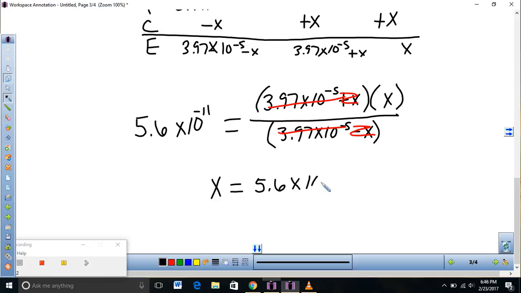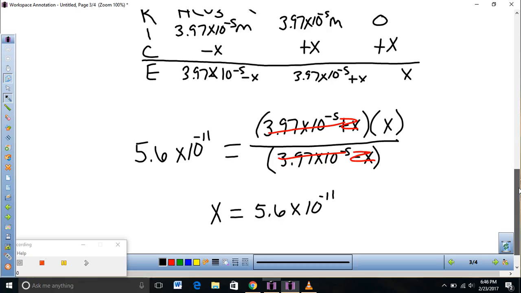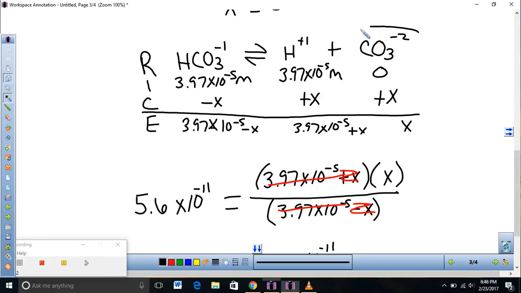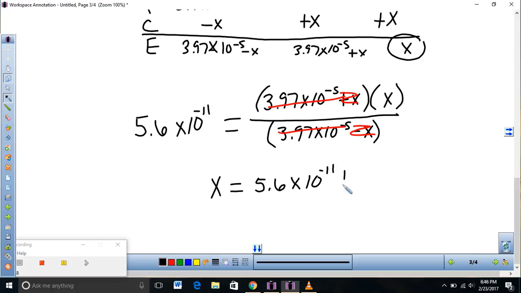Does that always happen? A good percentage of the time, depending on your K value. Now, if this had been like to the negative third or something, no, it wouldn't happen. But I don't think on any of the polyprotics it's any number like that. All right, so now there's my second X. If I follow this up, it's asking for the carbonate, and carbonate is X. So this is the answer to my carbonate ion.